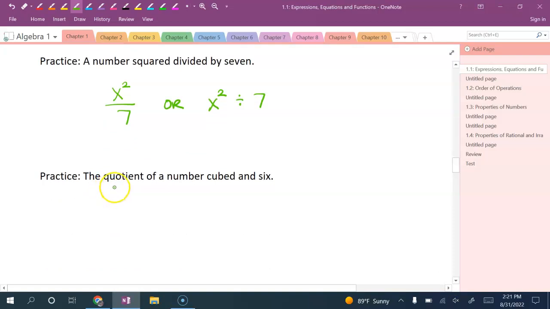The next practice problem said the quotient of a number cubed and 6. Very similar to this one. You've got a number cubed, so instead of to the second power, it's going to be to the third power, and then again you're dividing by 6.